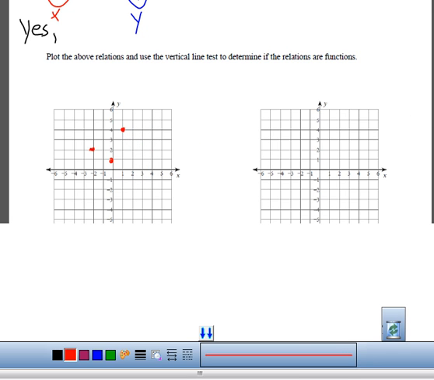Alright, then you're going to draw some vertical lines through these points. And if any of the vertical lines hit more than one point, then it is not a function. We already know this first one is a function. But this time, your explanation is going to be because the vertical line goes through exactly one point.